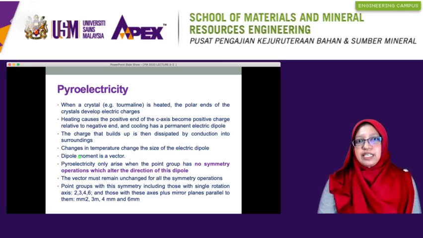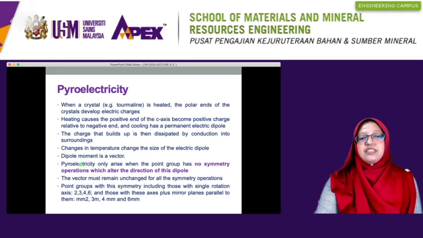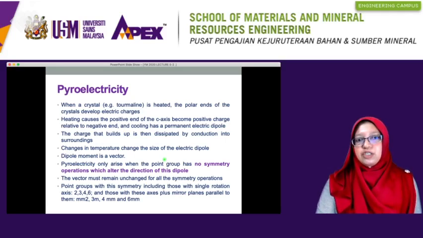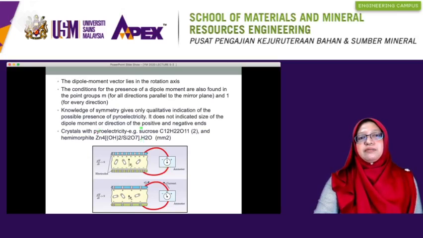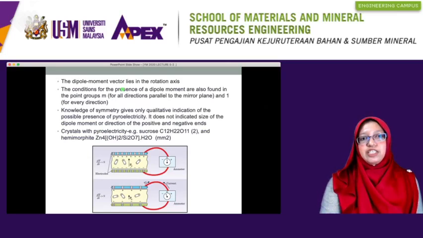Changes in temperature change the size of the electric dipole. Dipole moment is a vector, that means it has magnitude and direction. So pyroelectricity only arises when the point group has no symmetry operation which alters the direction of this dipole. The dipole moment vector lies in the rotation axis.